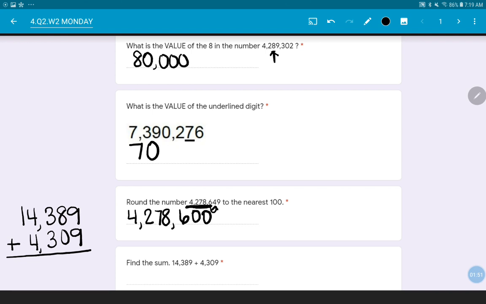If I start in my ones, 9 plus 9 is 18. Write down the 8, carry the 1. 1 plus 8 is 9. 3 plus 3 is 6. Put my comma. 4 plus 4 is 8. And 1 plus nothing is 1. So my answer is 18,698.